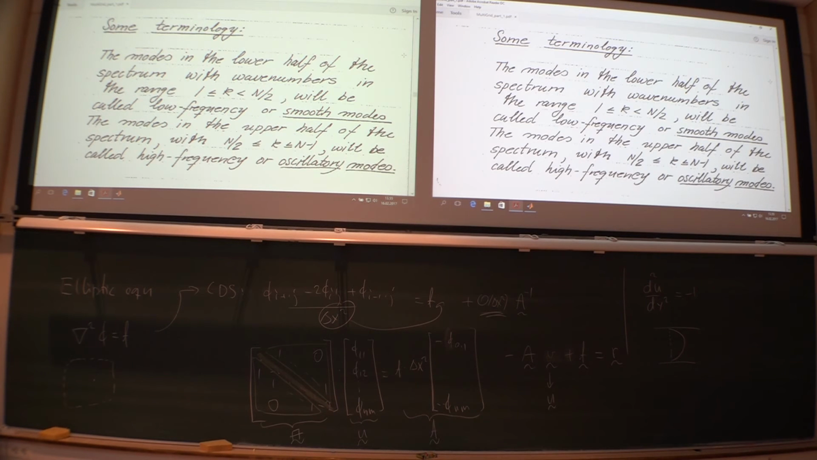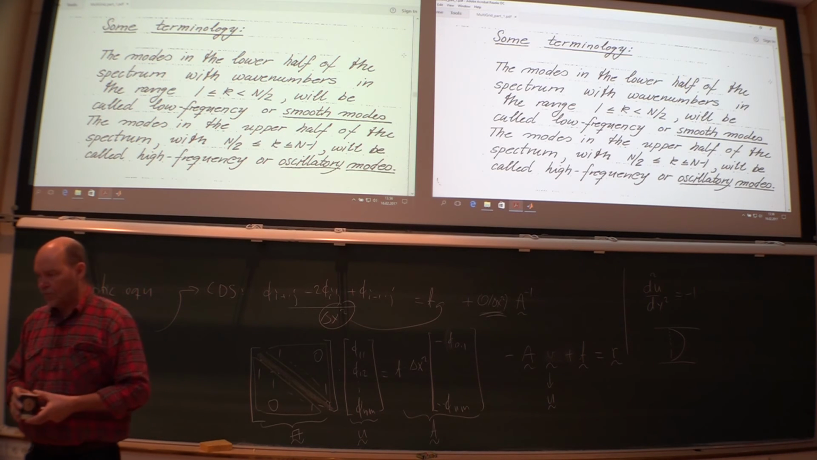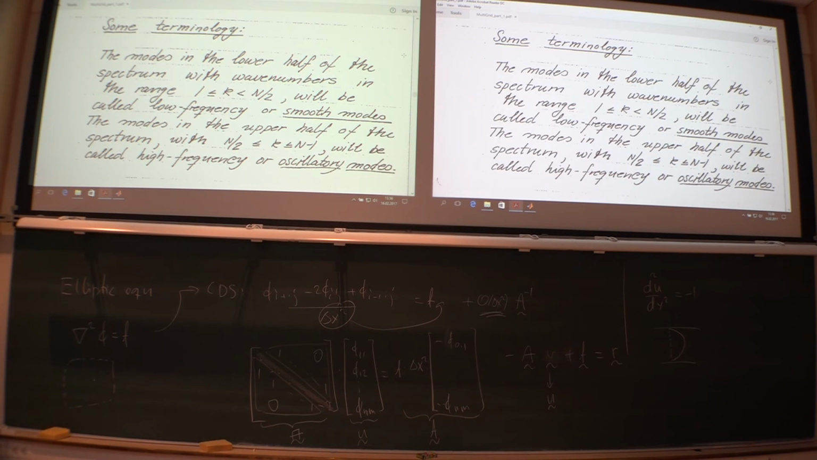To speak the language of Multigrid, we are talking about smooth modes and oscillatory modes. Smooth, that's the low frequency modes, which take forever to get rid of with these classical methods. The high frequency ones, we call oscillatory modes. They can easily be reduced with a couple of iterations with these Jacobi and Gauss-Seidel methods.